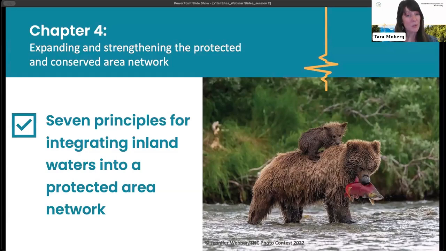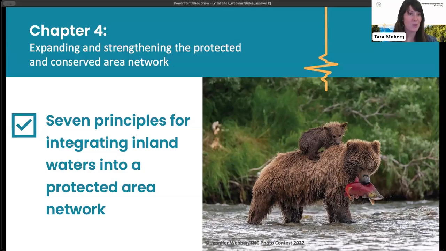Starting with the 7 principles for integrating inland waters into a protected area network for conservation planning, I want to call out the approach, which was really not creating new frameworks, but using the science that is available today and experiences to date to integrate inland waters into existing conservation planning tools, including those tools that are used conventionally for terrestrial and marine protected area conservation and management.